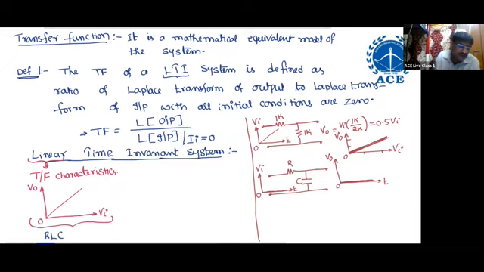In case the input is 1 volt, what is the output? The output rises exponentially, then after some time it reaches 1 volt. In case the input is, for example, 5 volts, the output also rises to 5 volts. Then after that it maintains the steady state value of 5 volts.